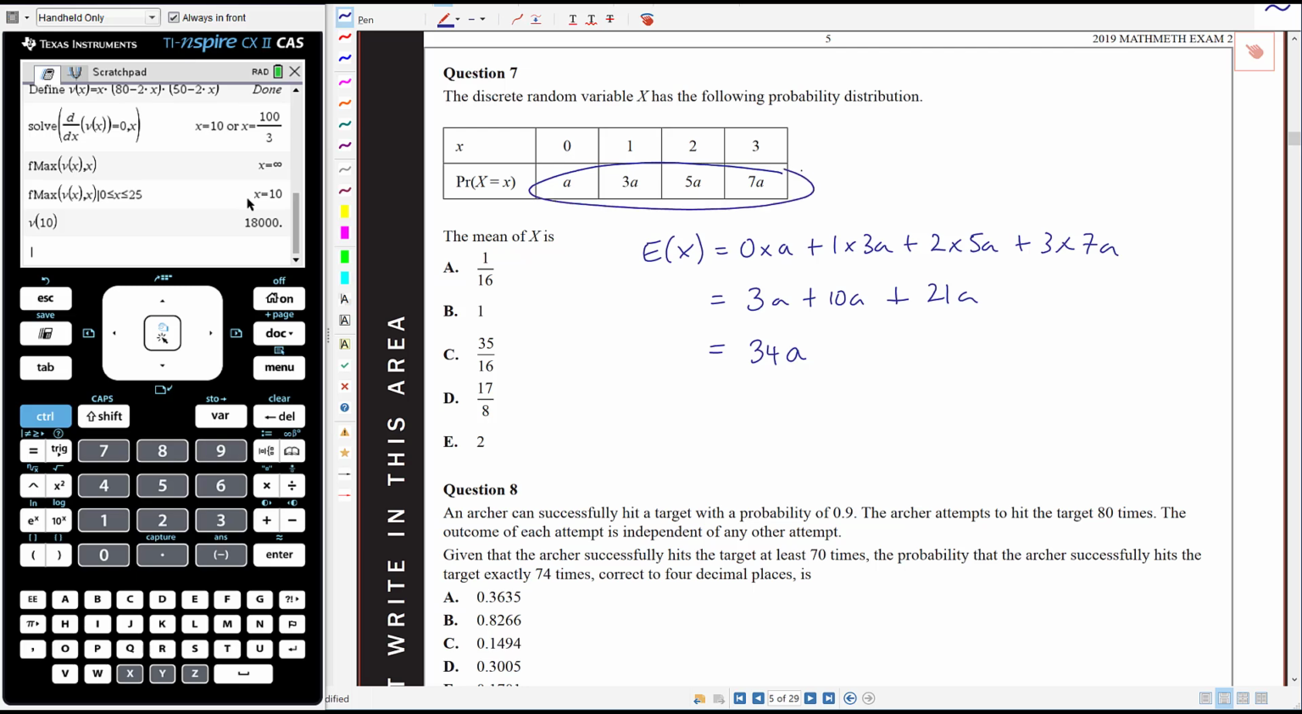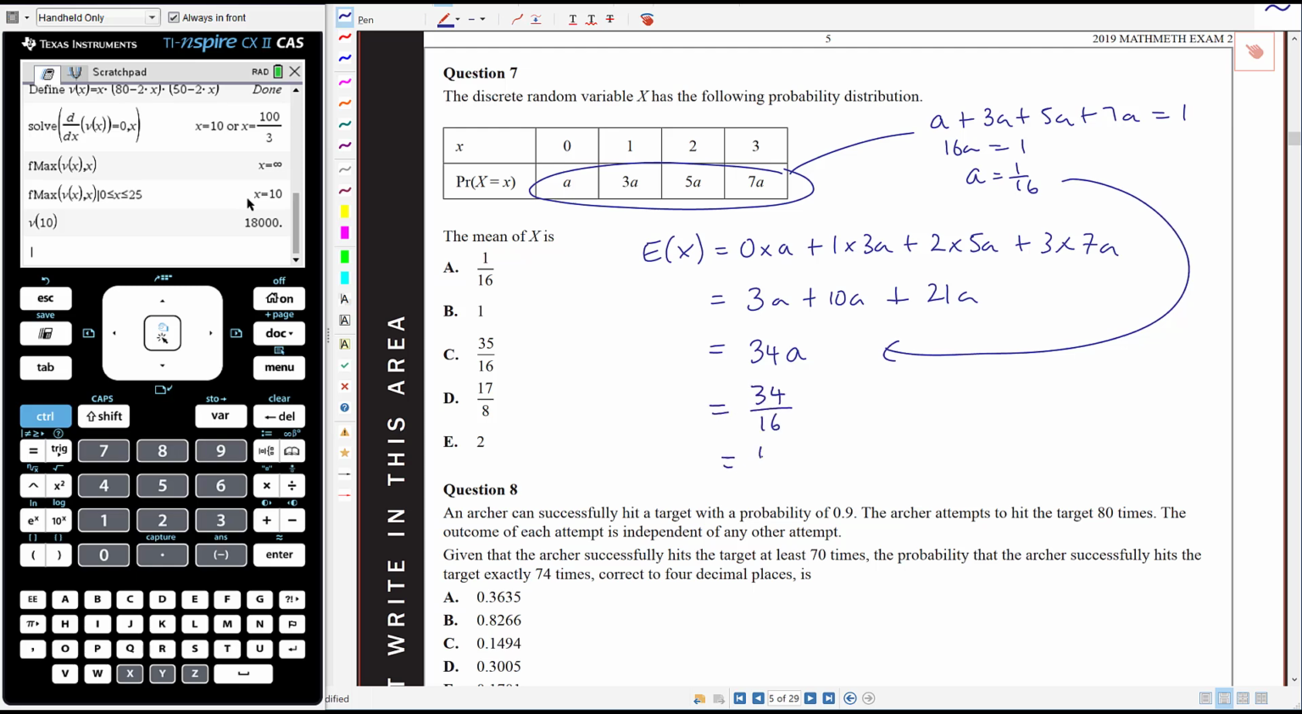Sorry, we need to actually find a first, because we can find a from that. We know that all the probabilities, a plus 3a plus 5a plus 7a, have to add to 1, so that can give us a. So what have we got there? 16a is 1. So a is 1 on 16. And so therefore our expected value of x is 34 on 16, which is 17 on 8. So D.